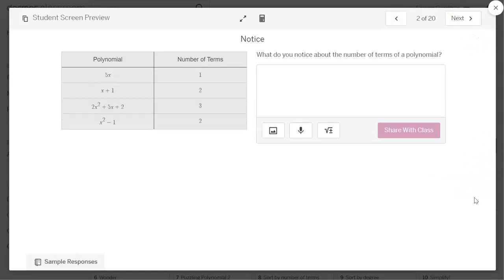What do you notice about the terms of the polynomial? 1, 2, 3, 2. What is a term? Again, we don't have a lot of formal vocabulary, but as the kids put things, we will develop more formal vocabulary. Some of these kids may already know monomial, binomial, trinomial because we have used those terms and learned them in a previous lesson. So celebrate the kids that remember those terms and use them.